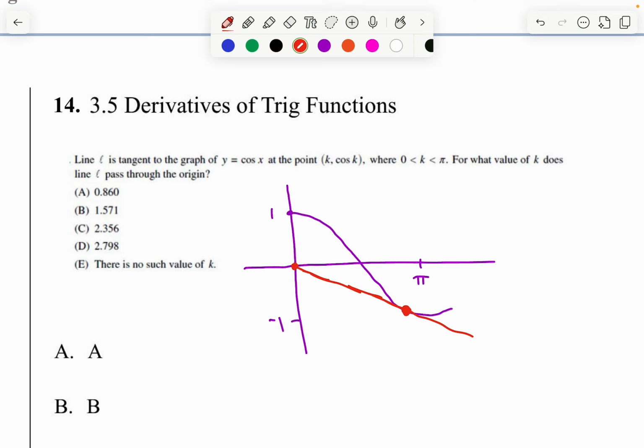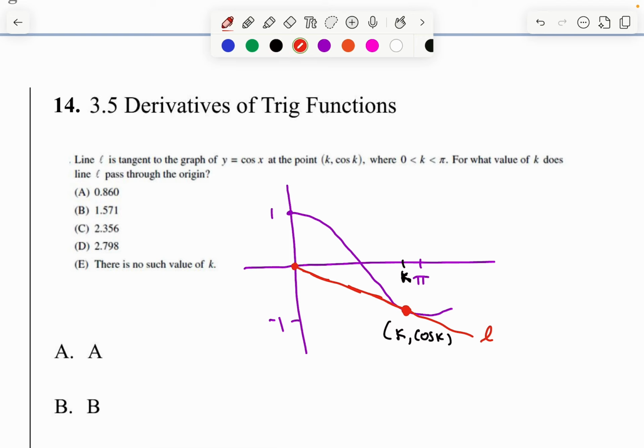Okay, so that point there is (k, cosine of k). It's some mystery x value here. It's probably somewhere close to pi, I guess. Maybe close to 3. Okay, so this is line L.